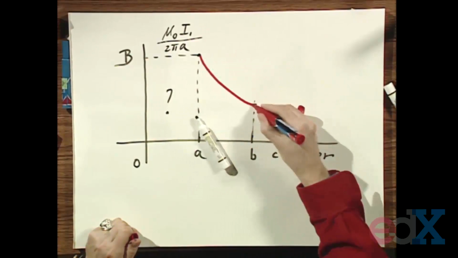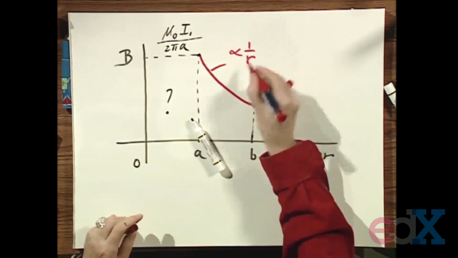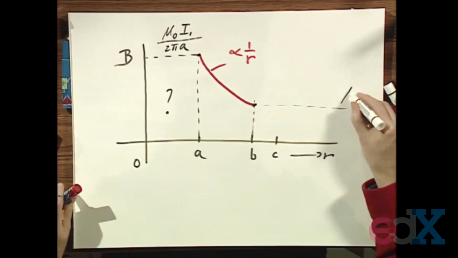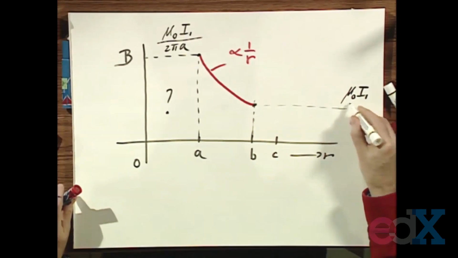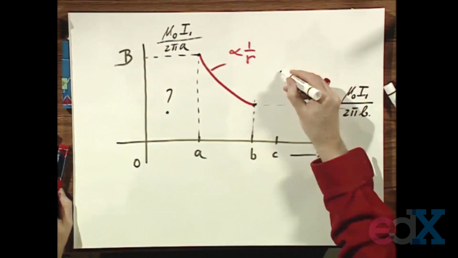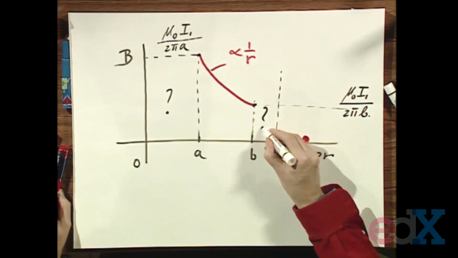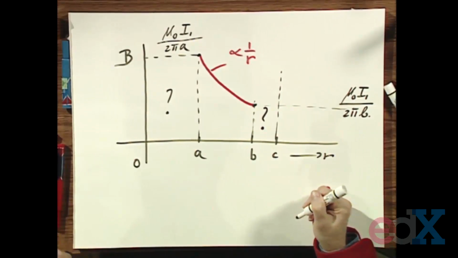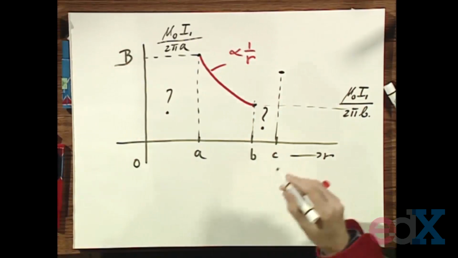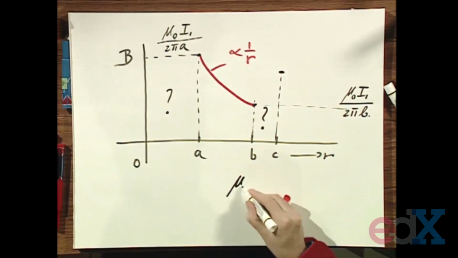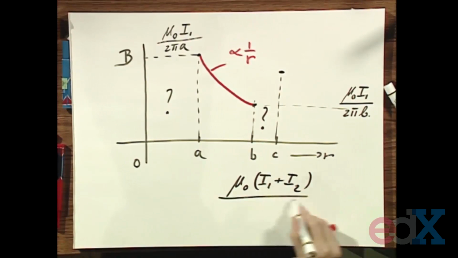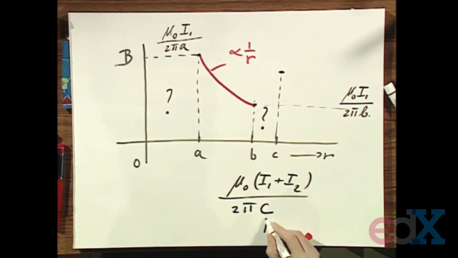There it goes, proportional to 1 over R. And right here at this location, it will have the value mu 0 times I1 divided by 2 pi B. What happens here in this metal, we don't know yet, but you will learn about that later. I know that the magnetic field here, well, I know it mathematically. It is mu 0 times I1 plus I2, assuming that they run in the same direction, divided by 2 pi C, remember, 1 over R.